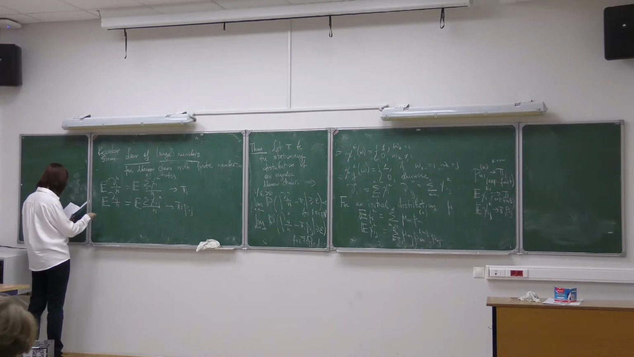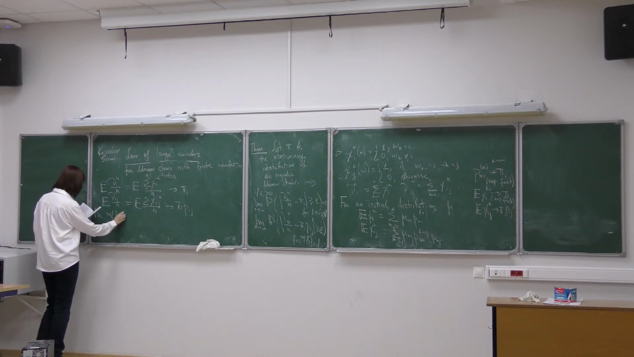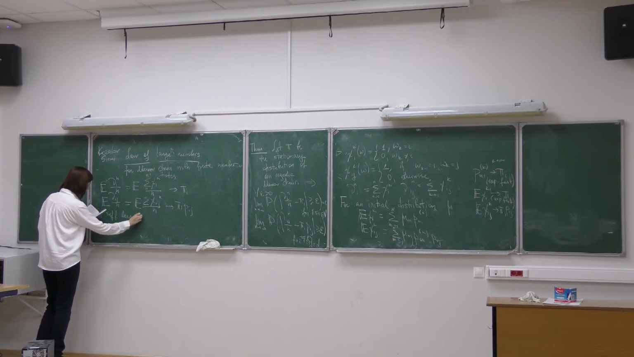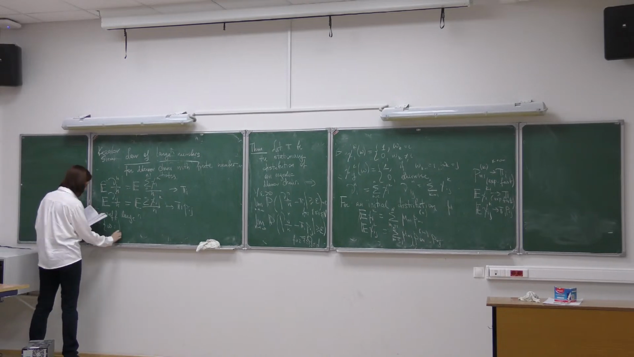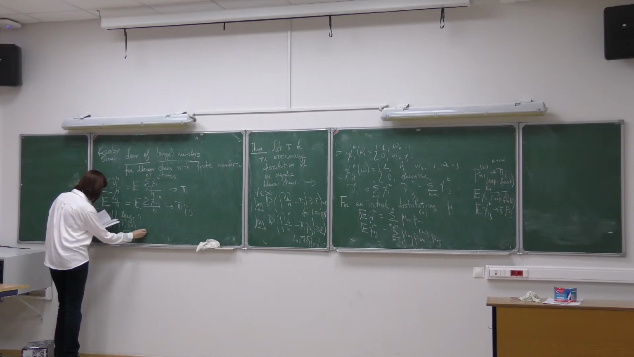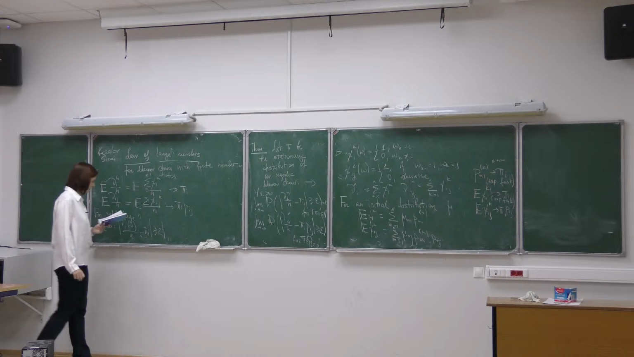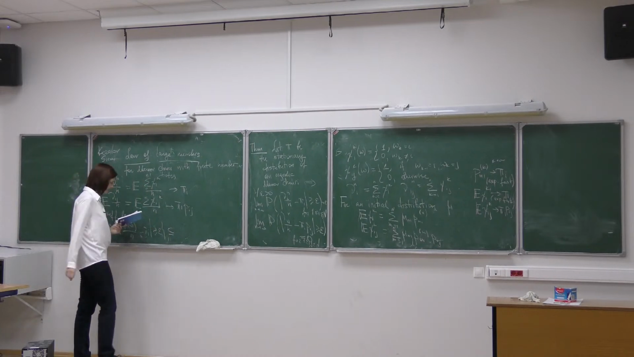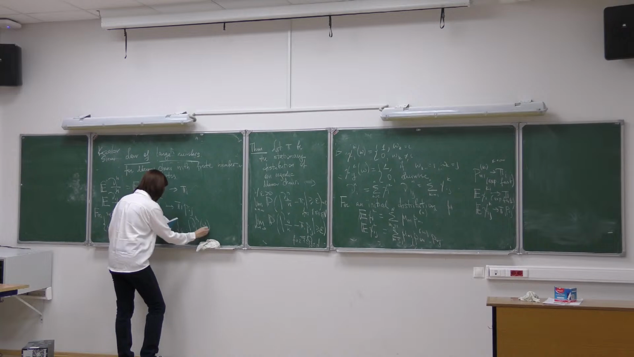So we say that for sufficiently large n, what can we say about the event that mu in omega divided by n minus pi is greater or equal than epsilon? This event is a part of another one, which is the event of mu in omega.